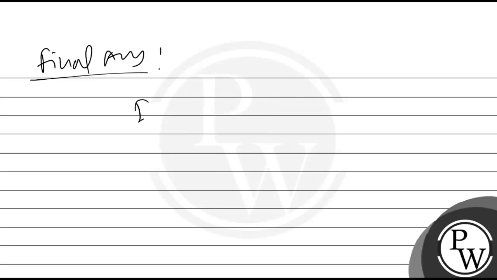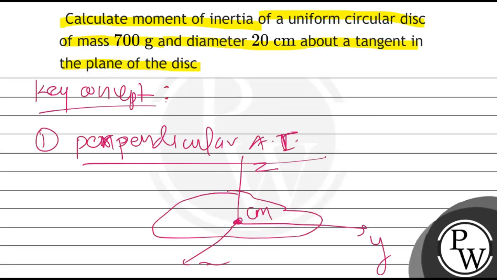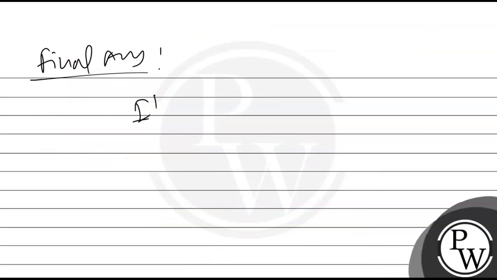The moment of inertia I dash, which is along the tangent in the plane of the disc, is equal to 8.75 into 10 raised to power minus 3 kg meter square.